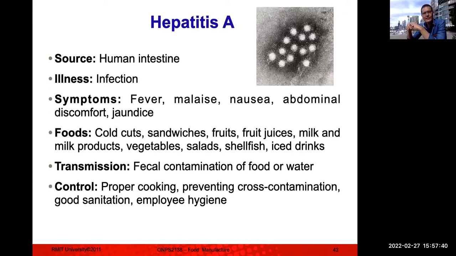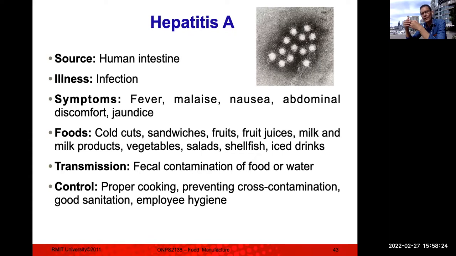Hepatitis A, for example, is one of those which results in an infection out of the small intestine. There's a range of symptoms: fever, malaise, jaundice, and a lot of the time they're from cold foods, so foods that are not heated. So we're talking about fruits and vegetables, cold cuts of meats and sandwiches and salads and those sorts of things, where water is used. The water is fecally contaminated, and then that unclean, non-hygienic water is used in the preparation or the cleaning of these particular ready-to-eat products.